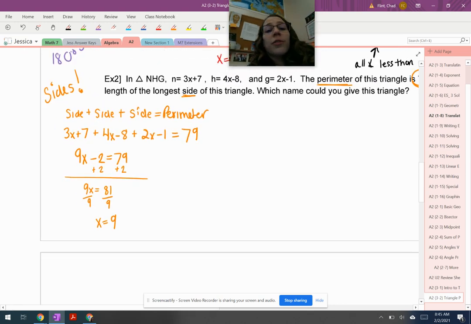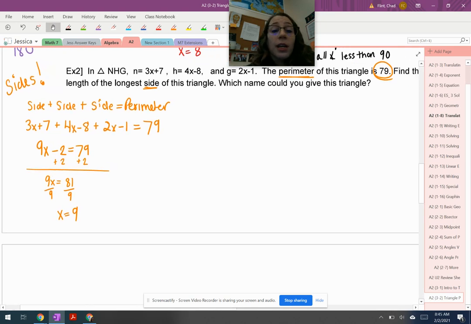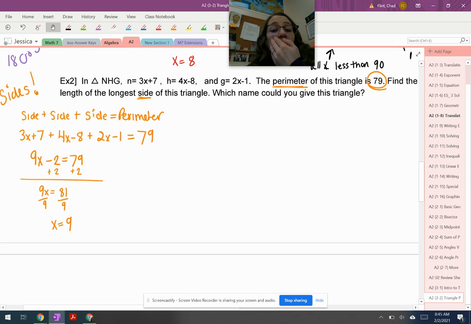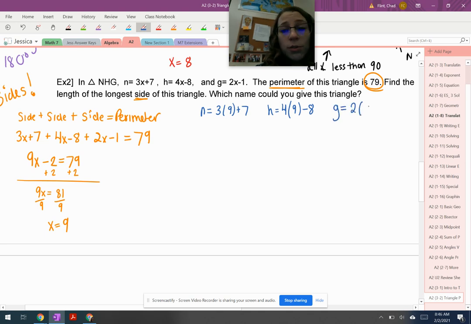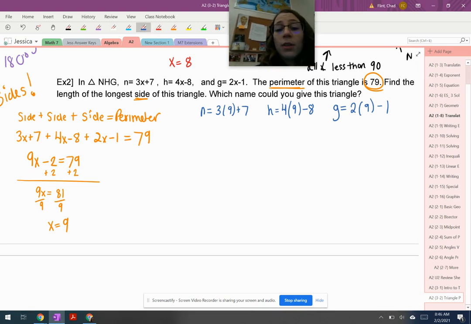So again, just like in our previous unit, because we found x doesn't mean that we've answered the question entirely. It was asking me to find the length of the longest side, which I'm not really sure which one it is, so just to be safe, I'm going to find the length of all 3 sides. Also, I'm going to need that information to determine the classification of the triangle anyways. So x is 9, and every one of these expressions, I'm replacing that x with the 9.